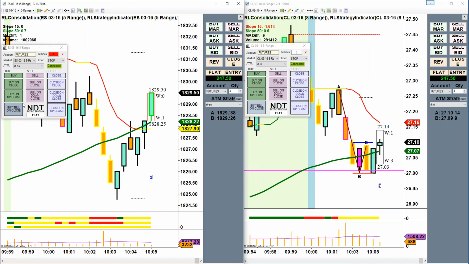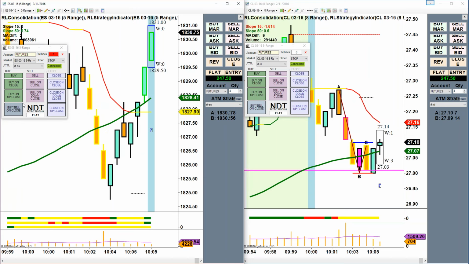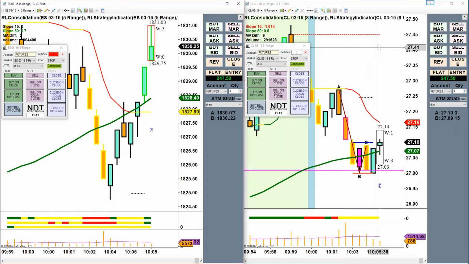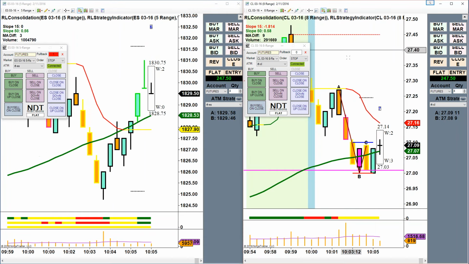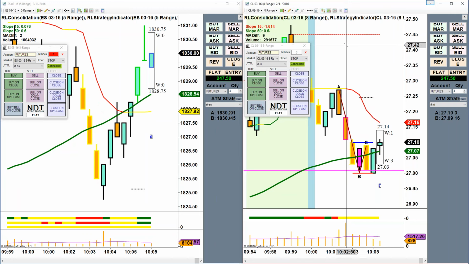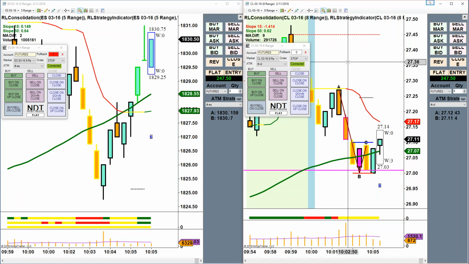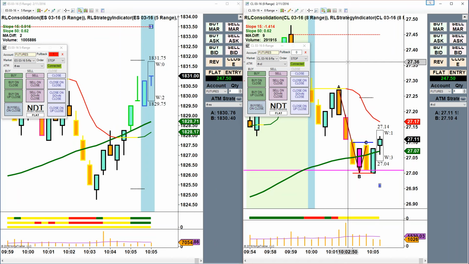It would have been a loser if we anticipated a break of the value area low. That might even be the value area high. I don't know where the value area low is. Let's see. Well, it doesn't really matter. Now we have support on the E-mini. Let's see if we get a pullback on the E-mini.